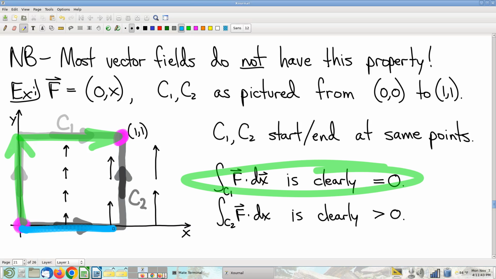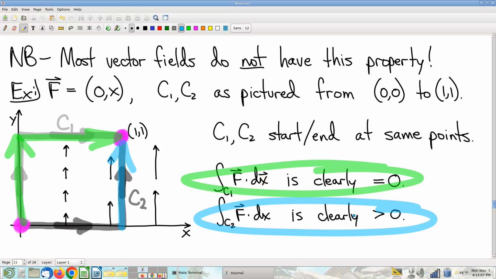Again, we have some orthogonality happening here. The vector field's up, the curve is to the right, and that dot product is 0. So there's no contribution along the bottom. But look what happens over here. On that edge, the curve is going up and the vector field is up. The vector field is non-zero, so there's a positive amount of line integral here. And so on that blue path, same starting point, same ending point, the integral is not 0. So clearly these integrals are different.